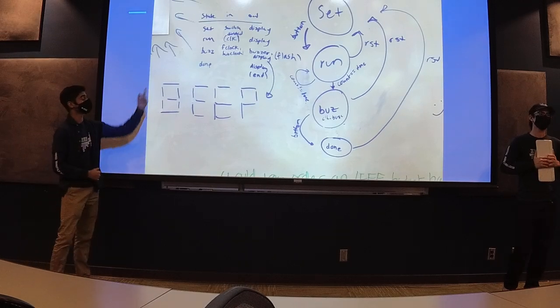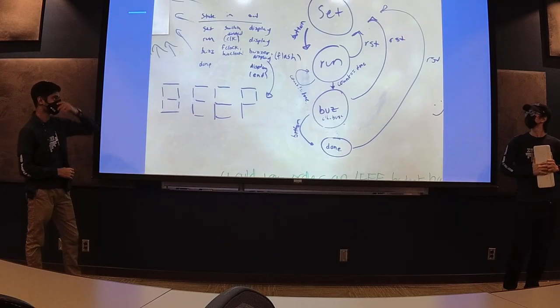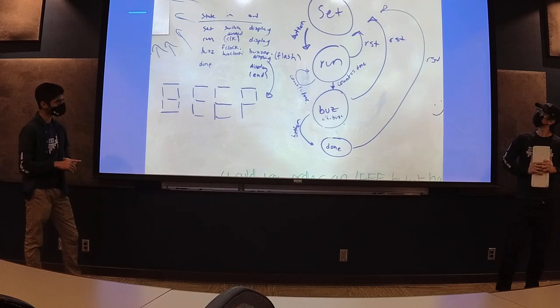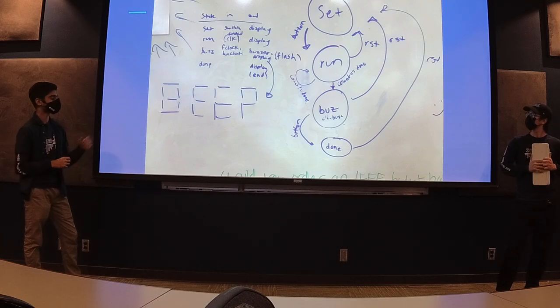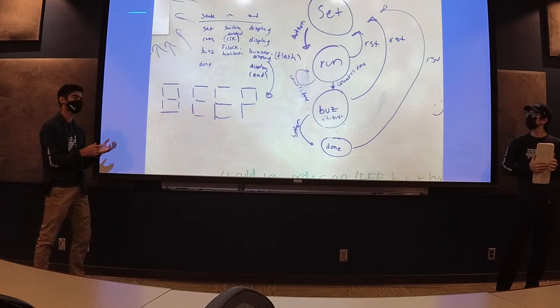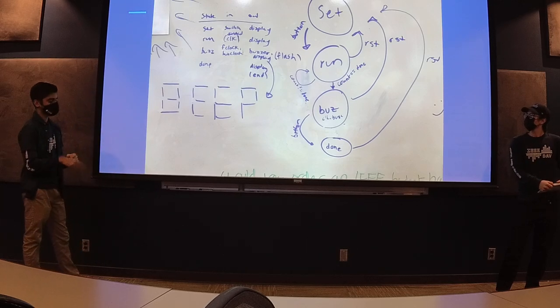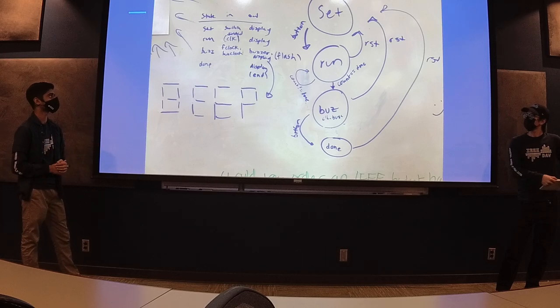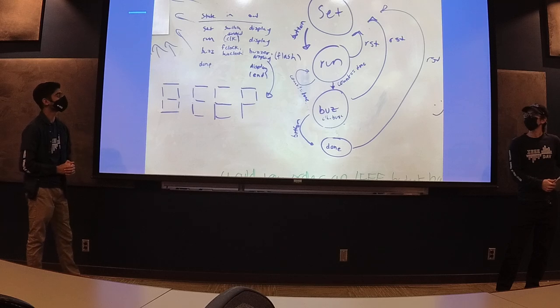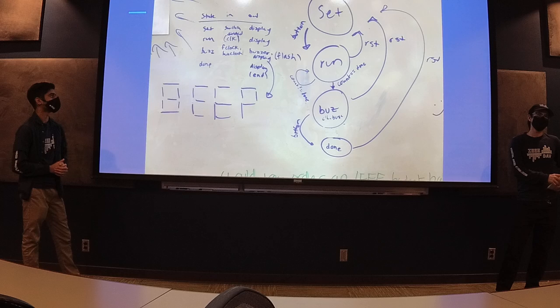But basically, you go to the set state once you press your reset button, and this will put you in a state where your display will tell you how much time you want to run your timer for. With the switches, you'll tell it how much time you want. I'll probably do it in seconds, and then you can do it in minutes, but then I'll have to wait a minute to check you off, so that would be unideal.